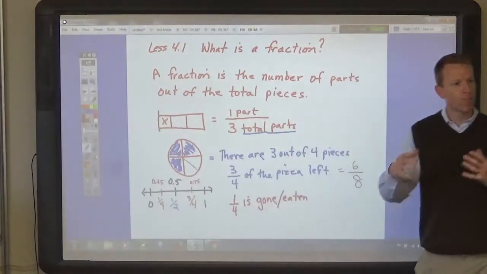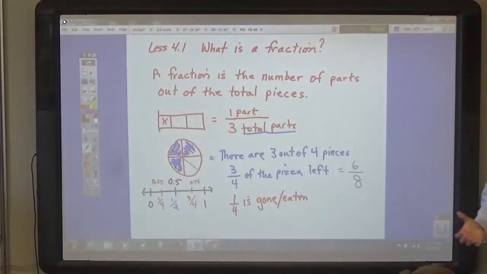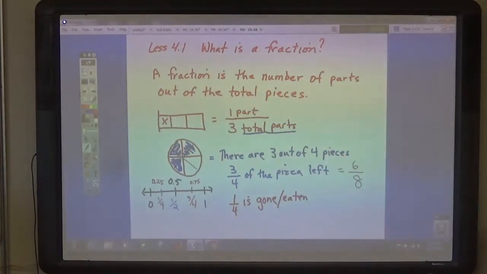If we have 3/4 of the pizza left, okay, you're not concentrating. That's enough. Okay? Concentrate on what's going on here.